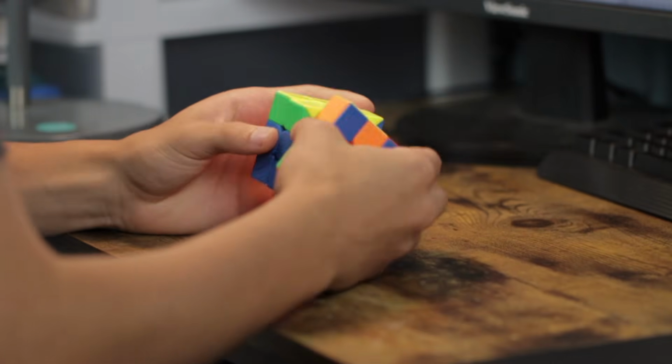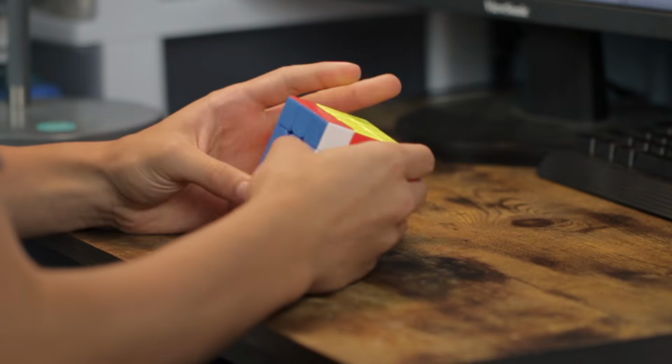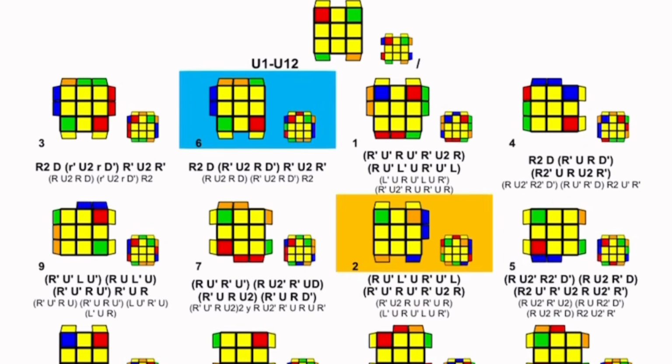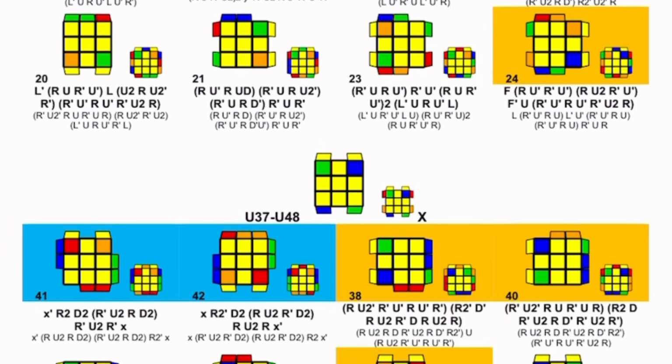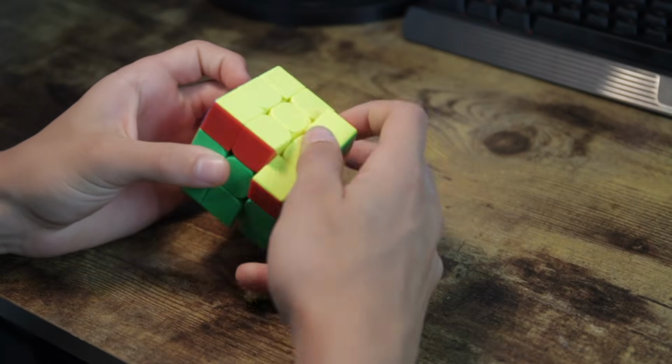Hours of learning only to sell ourselves short when the time comes. But what can we do to get around this? Well, today I'll be answering that question by learning one of, if not the most difficult algorithm sets in all of speedcubing. What if I told you that you could solve the entire last layer with only one algorithm?